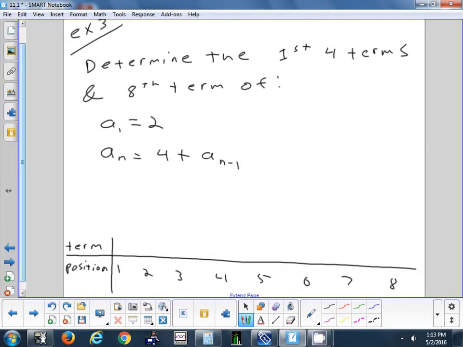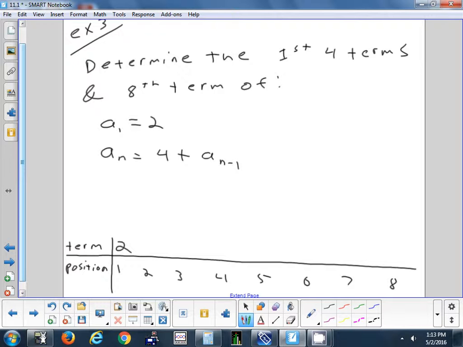But since we're doing it recursively, what does that mean we really have to do? We've got to really do all 8. Even though they don't want the 5th, 6th, and 7th, we need to do them. Okay, what's the first term here? 2. Yep, 2. That's given.